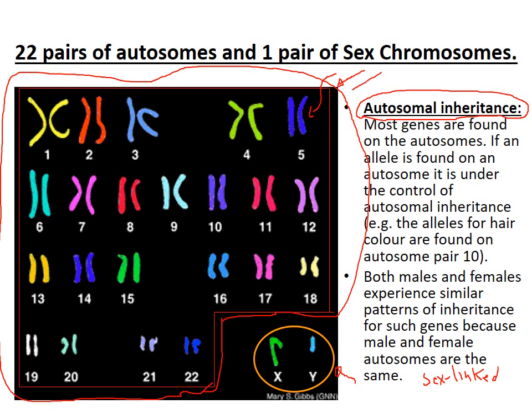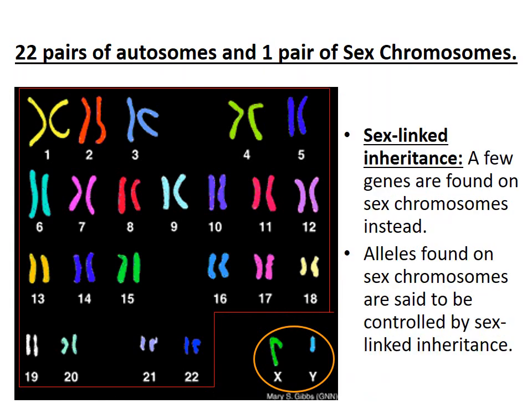For autosomes, both males and females would experience the same pattern of inheritance because it's not linked to the sex. Whereas in sex-linked, you might notice different patterns of inheritance, different ratios in the males and females if a gene is found on a sex chromosome, since it is related to the sex of the individual, boy versus girl. So again, sex-linked inheritance is when you inherit a gene that's found on a sex chromosome, either the X or the Y. If the gene is on the X chromosome, we call it X-linked. If the gene is on the Y chromosome, we call it Y-linked.